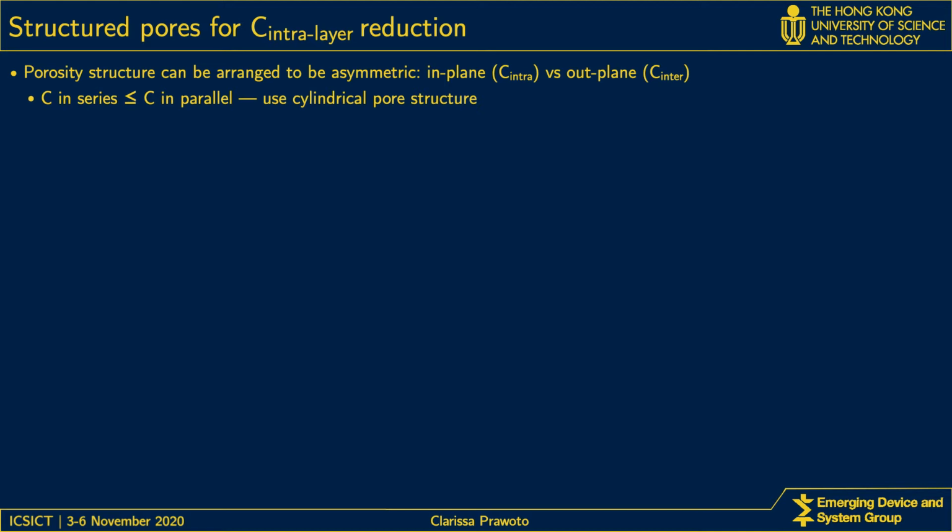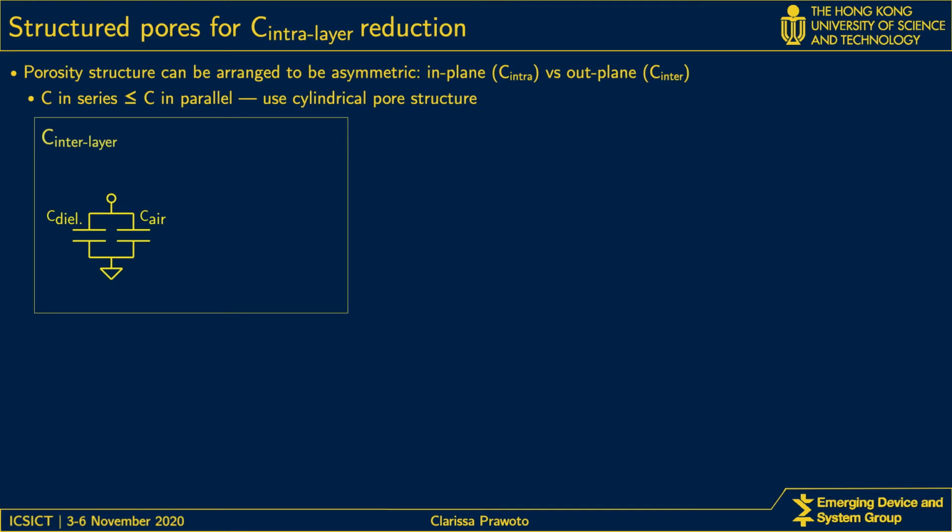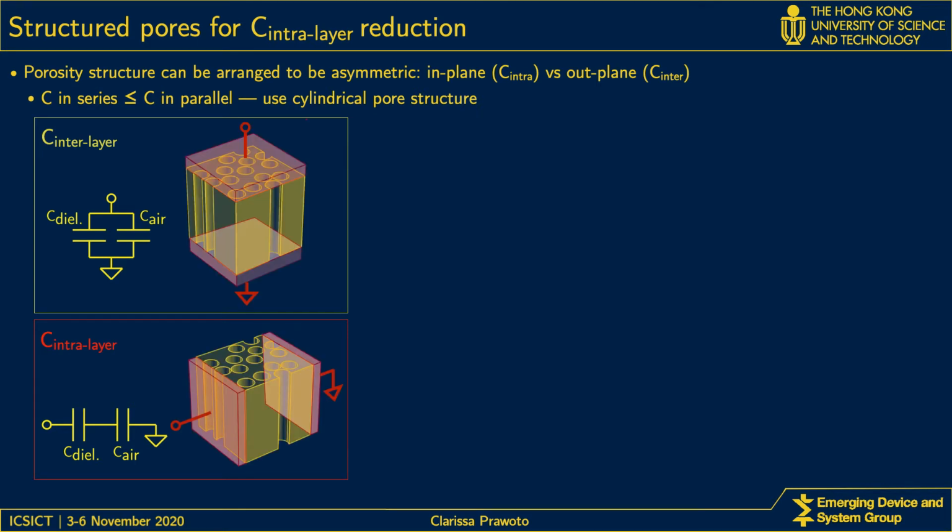So, by having parallel pores in the interlayer and series in the intralayer, we can achieve intralayer capacitance lower than the interlayer capacitance. To do so, the pores need to be vertically aligned. For example, by having pores in cylindrical shape. This simulates parallel pores in the interlayer and series pores in the intralayer.